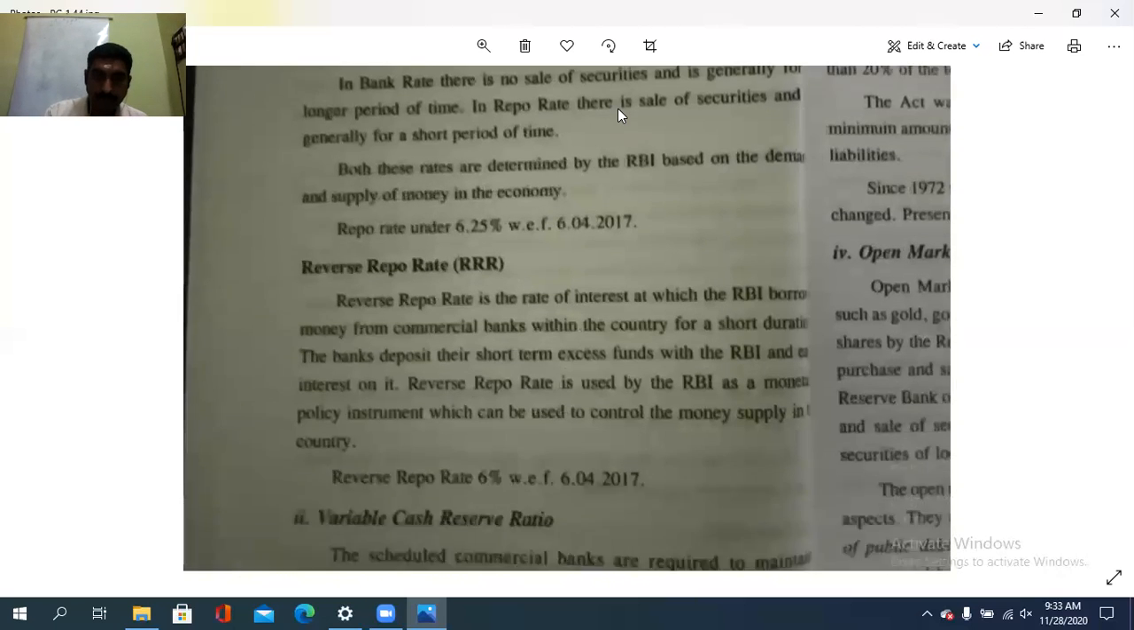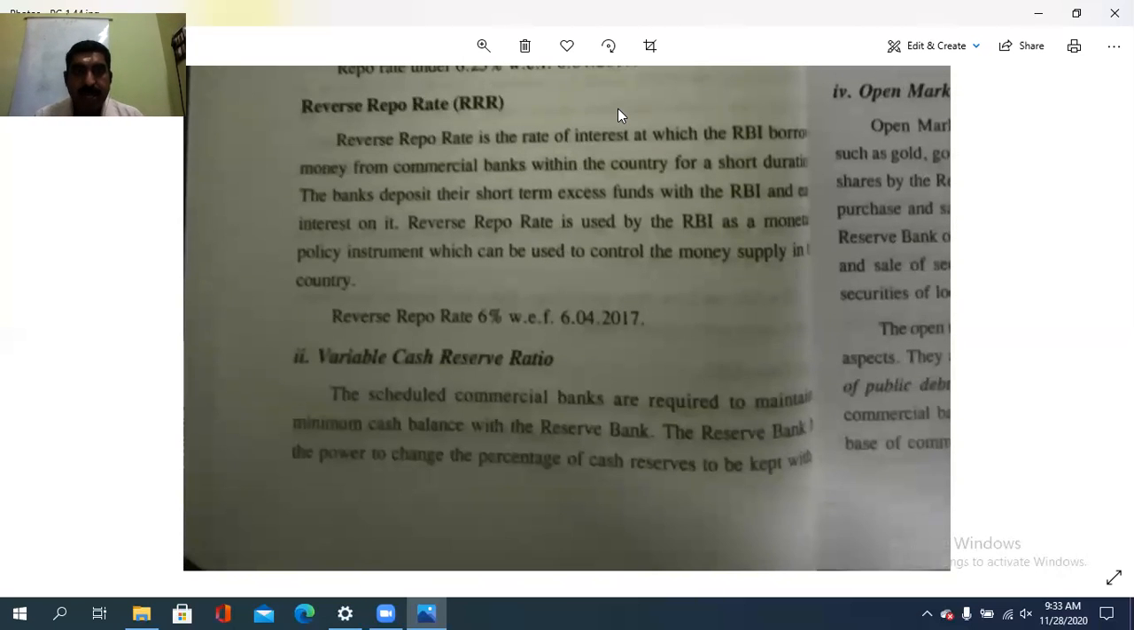Then what is a reverse repo rate? It is the rate of interest at which the RBI borrows money from commercial banks within the country for a short duration. The banks deposit their short-term excess funds with the RBI and earn interest on it. The reverse repo rate is used by the RBI as a monetary policy instrument, which can be used to control the money supply in a country also. So that is the reverse repo rate.